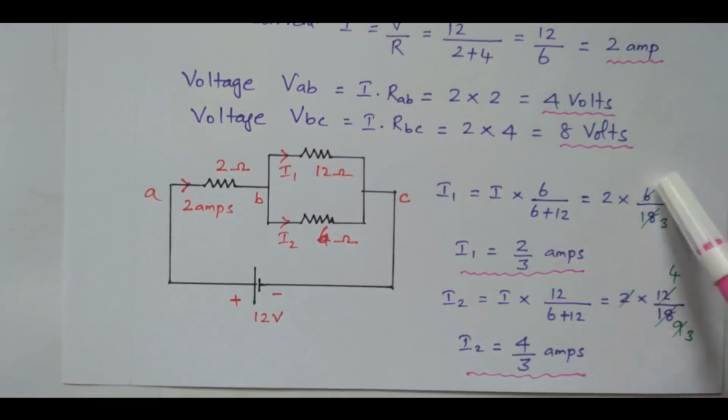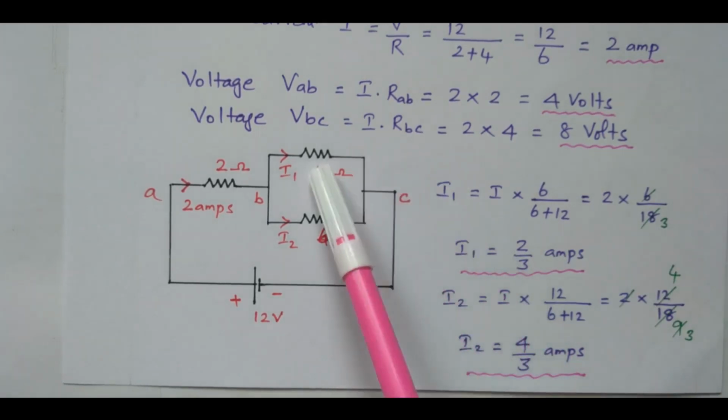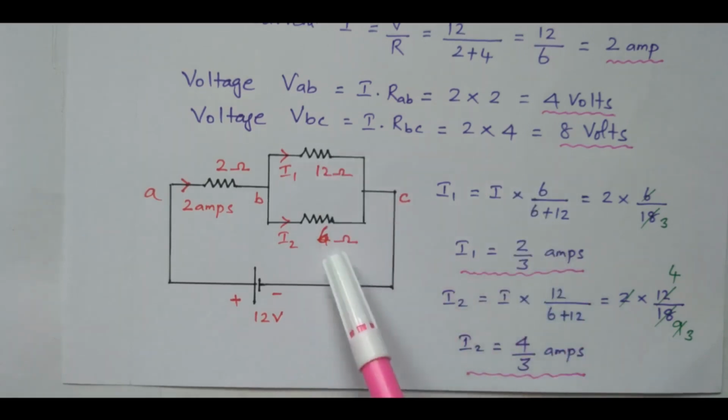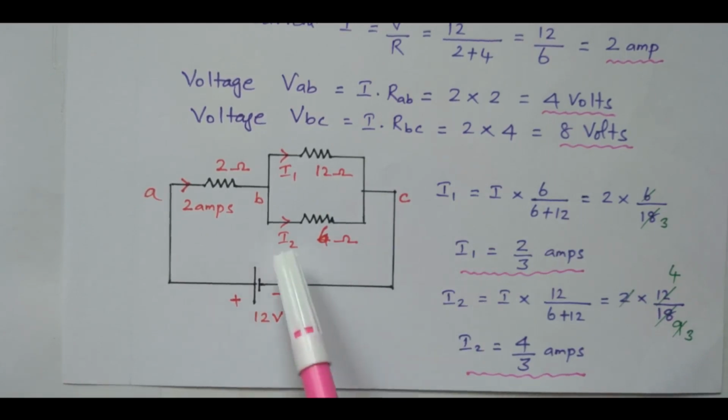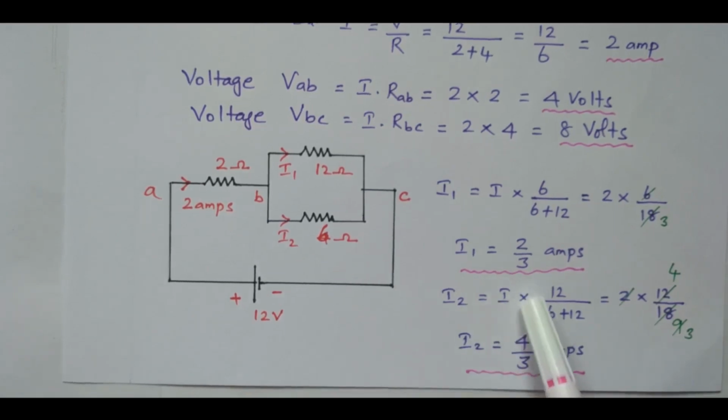So 2 divided by 3 ampere. The current flowing through I1 is 2 divided by 3 ampere. So the current flowing through the 12 ohm resistor, I1, is nothing but total current multiplied by the other branch resistor divided by total resistor. We need to use this formula. Similarly, the current through the 6 ohm resistor is equal to total current multiplied by the other branch resistor, 12, divided by total resistance.